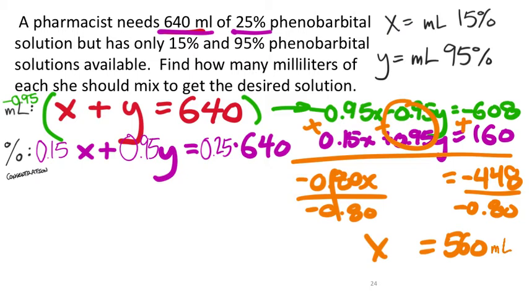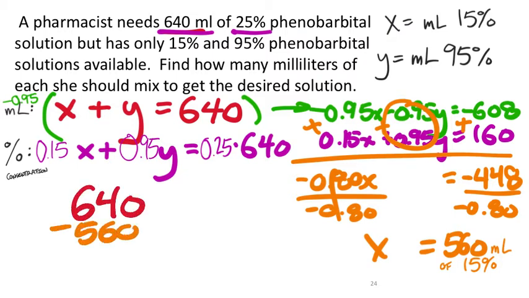So milliliters of 15% phenobarbital, whatever it is. Okay, and then now that I got that, remember the whole mixture is going to be a total of 640 milliliters. Just take away the 560, and this will tell us how much of the 95% we need. So 80. It'd be 80 milliliters of the 95% phenobarbital. All right, so let's see, 560 plus 80, that's 640, that checks off.